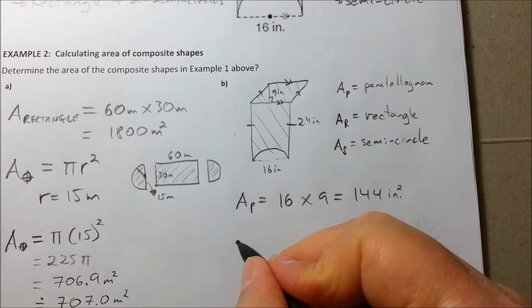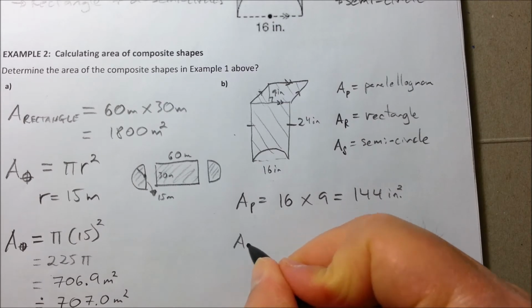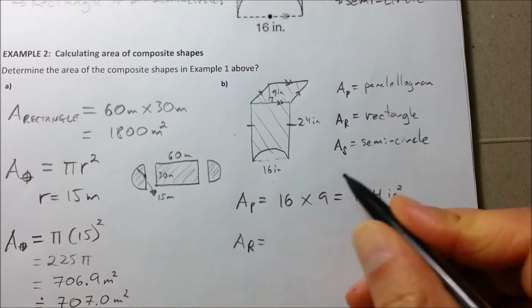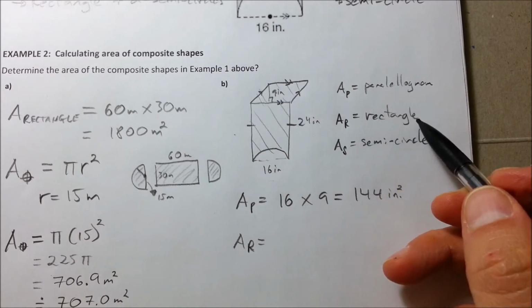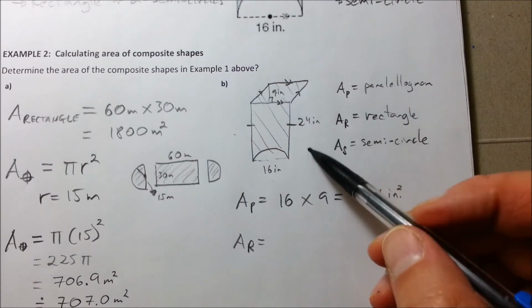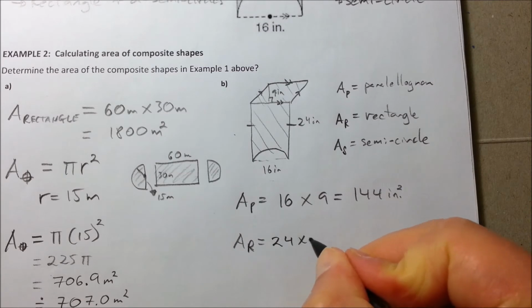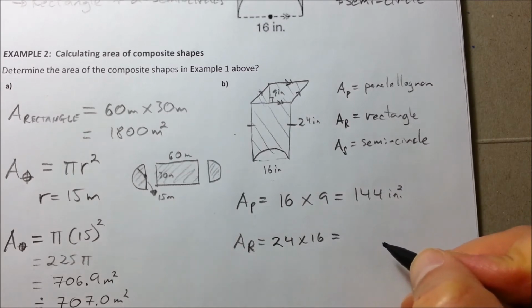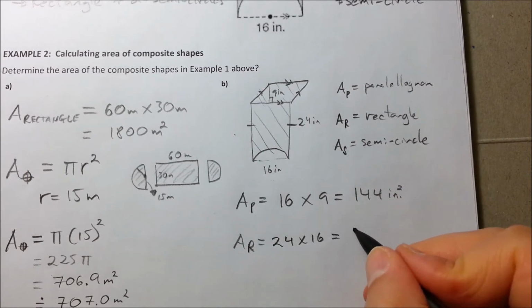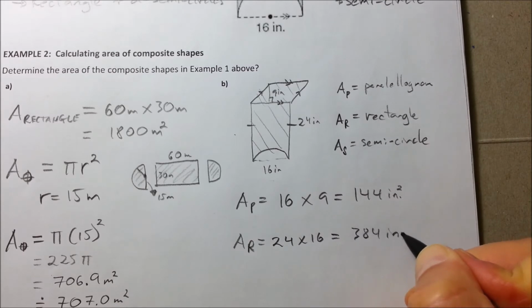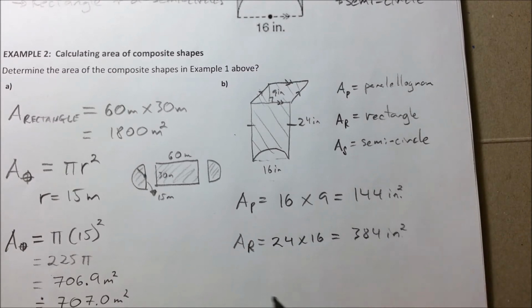Okay, now let's find out the area of the rectangle. Well, the area of the rectangle, you should know that it's straightforward. Length times width. What's the length of this? Well, 24 inches, and the width is 16 inches. So 24 times 16, what is that equal to? Put it in your calculator, you get 384 square inches.